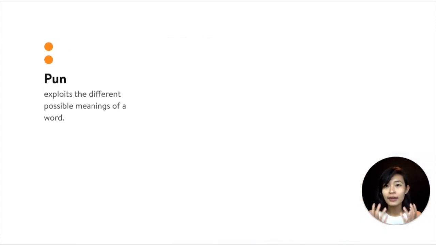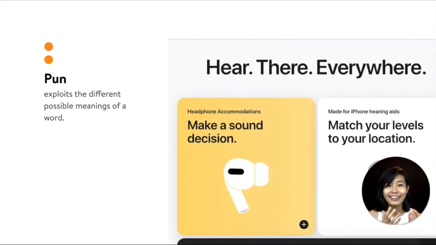This is another device, pun, probably one of our favorites in memes and jokes. Sometimes it can be annoying, but when it's well deployed, it can make a very, very massive impact. So basically, pun exploits different possible meanings of the same word, right? And this I found extremely clever.